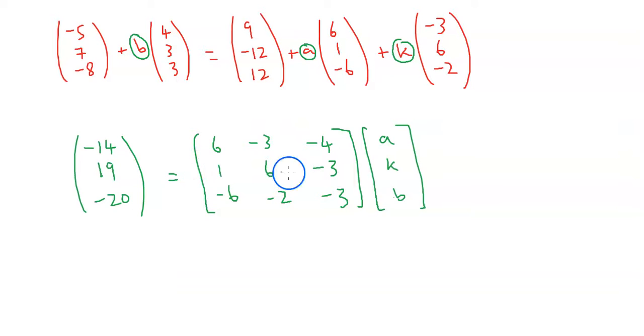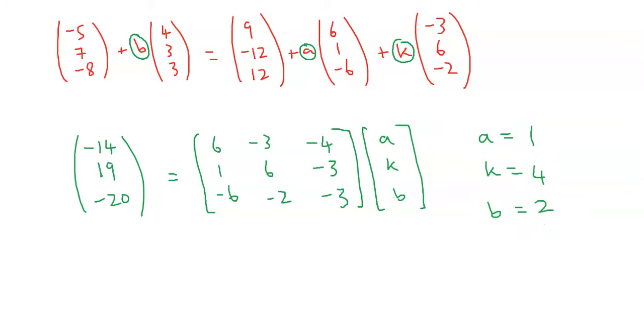And so this matrix equation is equivalent to this sum of vectors equation. You can multiply everything out if you don't believe me. And now it's pretty easy. You can solve this on the calculator, or you can do it by hand, or however you want to do it. But you get that A is equal to 1, K is equal to 4, and B is equal to 2.